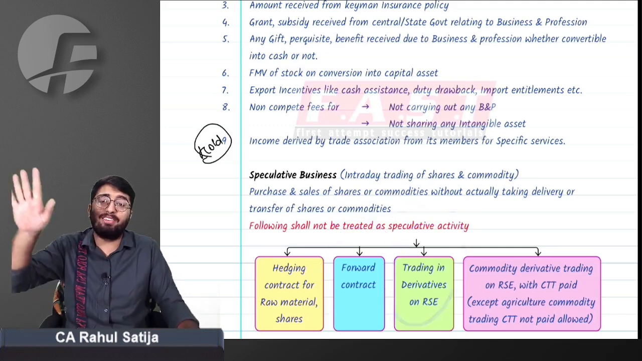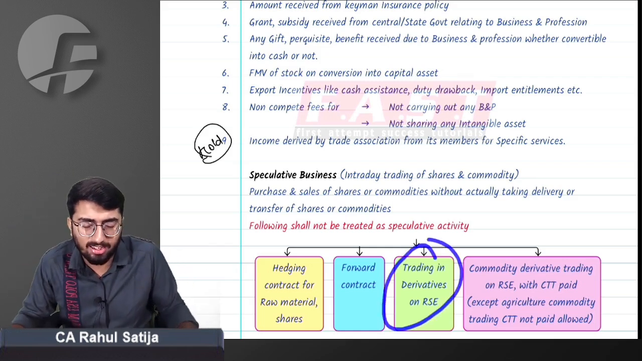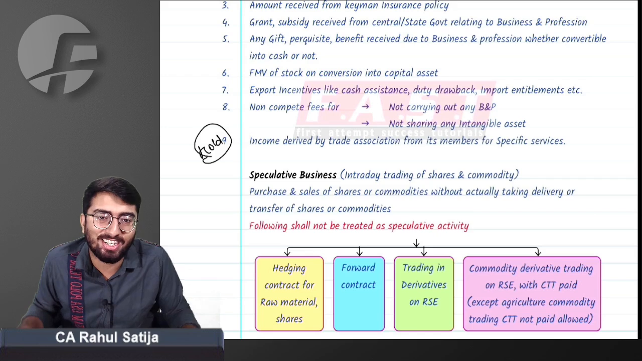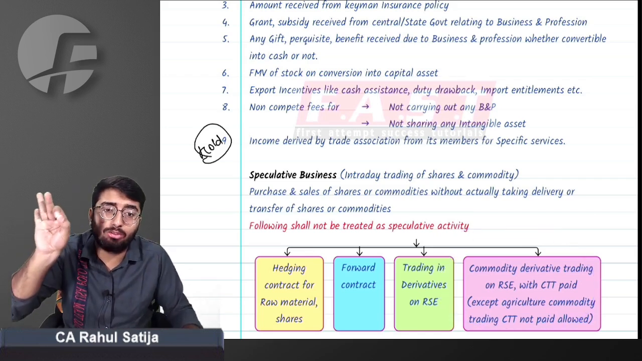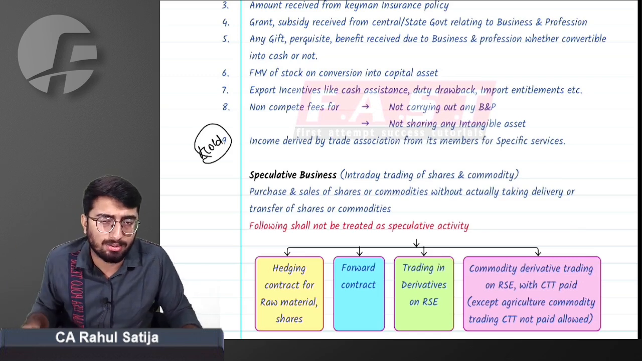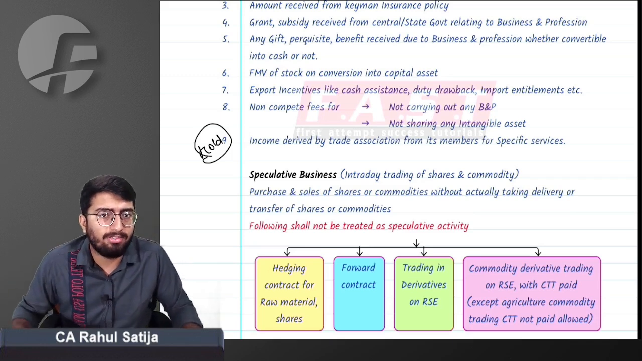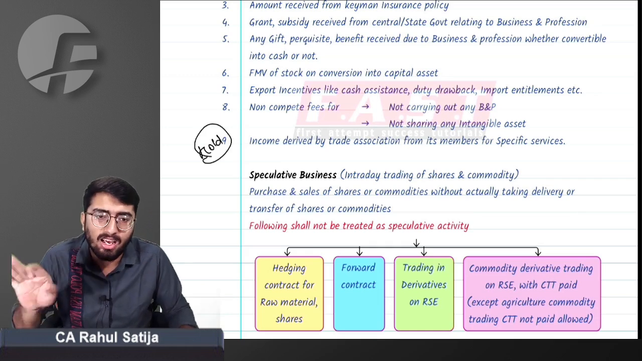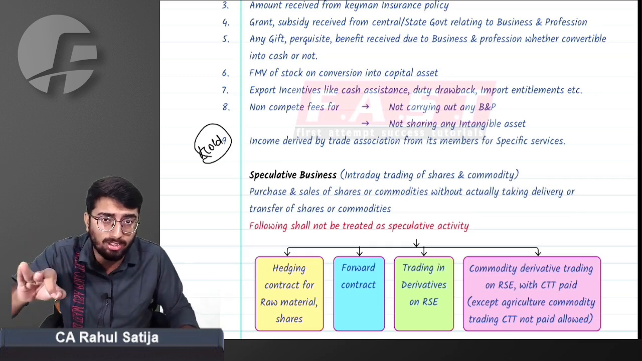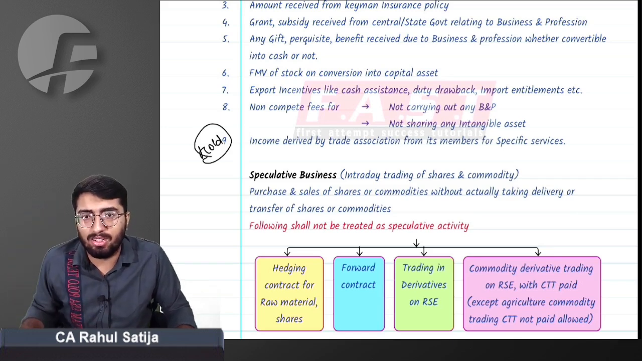Any kind of trading in derivatives. If you are trading in futures, if you are trading in options, sir, if you are trading in derivatives on a recognized stock exchange, it will never be treated as speculative. And last but not the least, any derivative trading on commodities on a recognized stock exchange on which commodity transaction tax is paid will never be treated as speculative business. And even some of the agriculture commodities that you trade, even if you don't pay CTT, then too it will not be treated as speculative business.